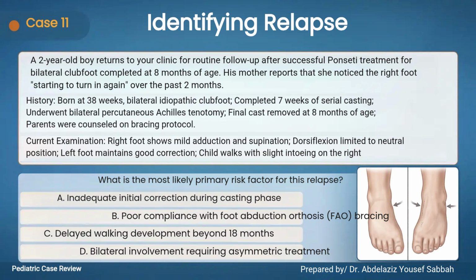Current examination shows the right foot with mild adduction and supination, dorsiflexion limited to neutral, good correction maintained on the left, and the child walking with a slight in-toeing on the right. What is the most likely primary risk factor for this relapse?